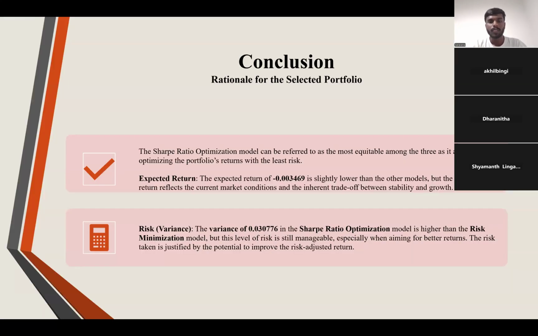Coming to the conclusion, after evaluating the three models, the Sharpe ratio optimization model was selected as the final recommendation. This model strikes the best balance between risk and return, making it suitable for a wide range of investors. From cautious to growth oriented, it leverages diversification and risk-adjusted metrics to create a portfolio that adapts to varying market conditions.